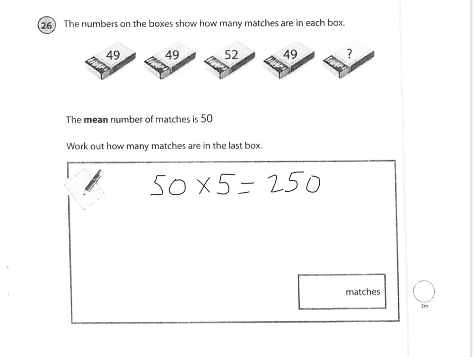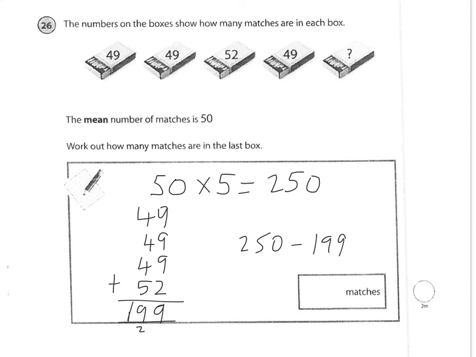So if we add up the boxes that are there, what is that going to give us? Well, we have 49, 49, 49, and 52. So if we add that up, the first column, the units column, 3 9s are 27, and 2 is 29. Carry the 2. If we add up the tens column, 3 4s are 12, and 5 17, and the 2 is 19. So that's 199. And the difference between 250 and 199 is 51. So that's how many matches would be in the final box.